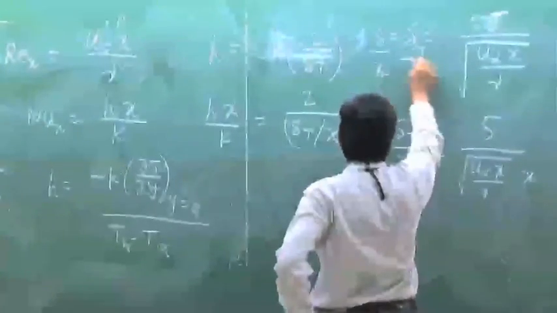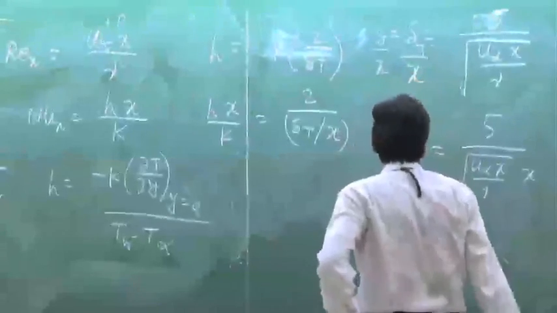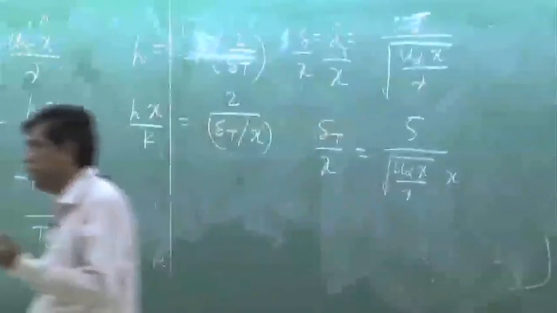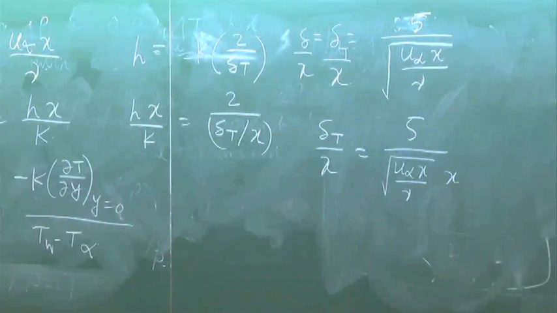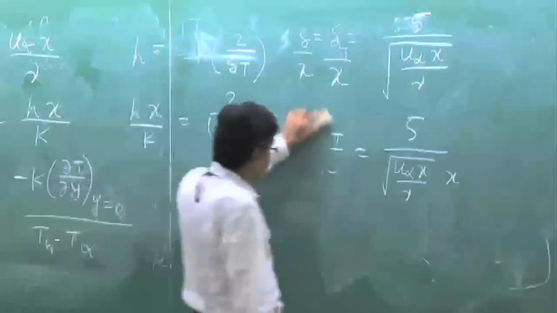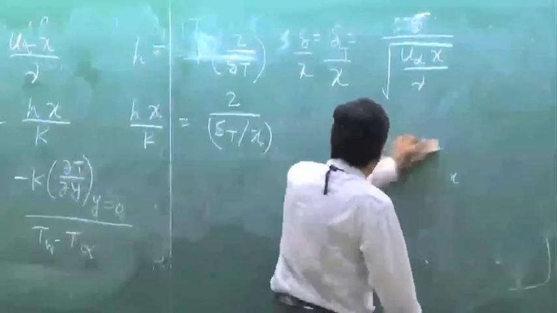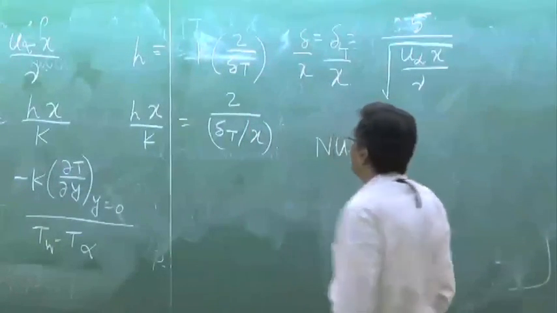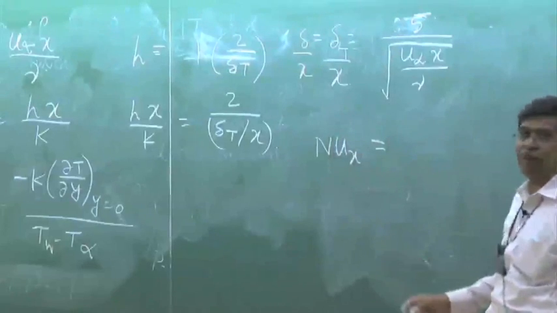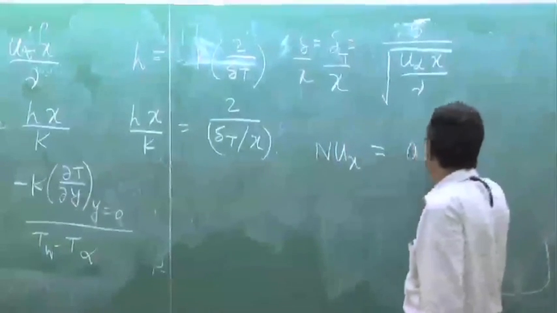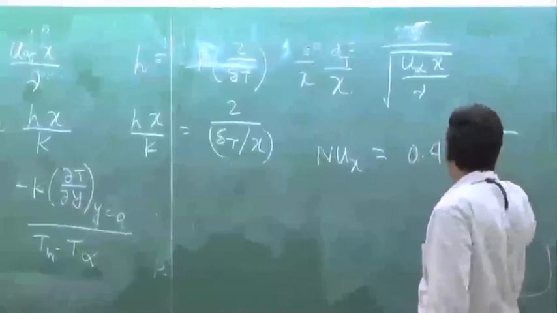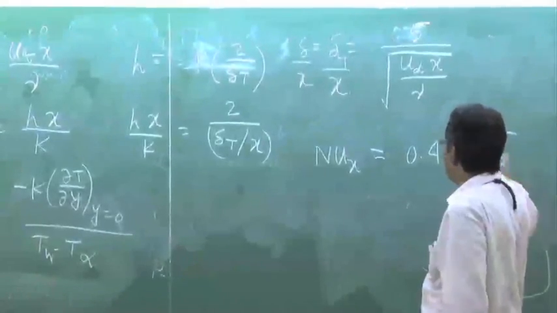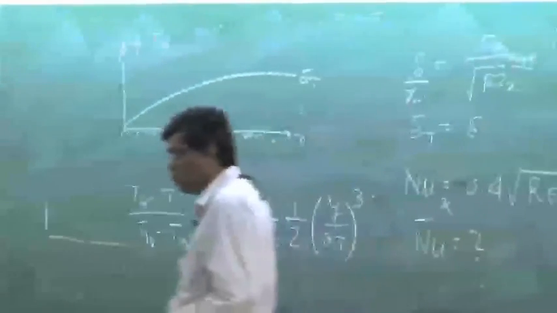So, therefore, there is no point of doing all those things. Delta t by x is so simple. This is the expression of delta by x, non-dimensional. So if you put that, automatically you get Nusselt number x is 2 by 5, that means 0.4, into root over Rex. We don't have to write in terms of u infinity x by nu.